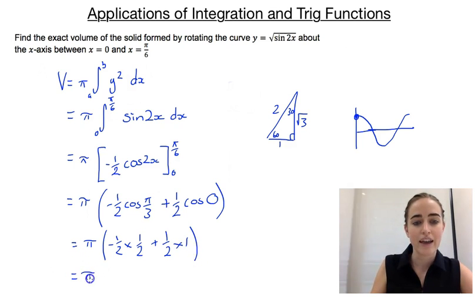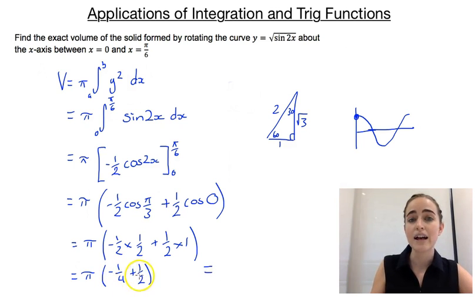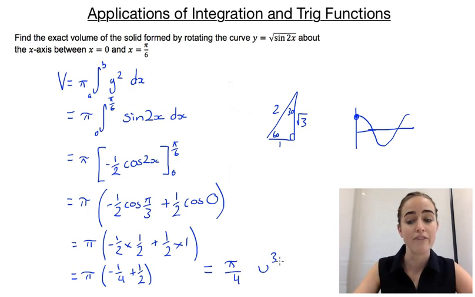Now simplifying that, we're going to have pi outside of minus a quarter plus a half. And I've run out of room, so I'll just put it over here. Minus a quarter plus a half is a quarter. So we're going to end up with pi on 4, and that's units cubed because we're talking about volume.